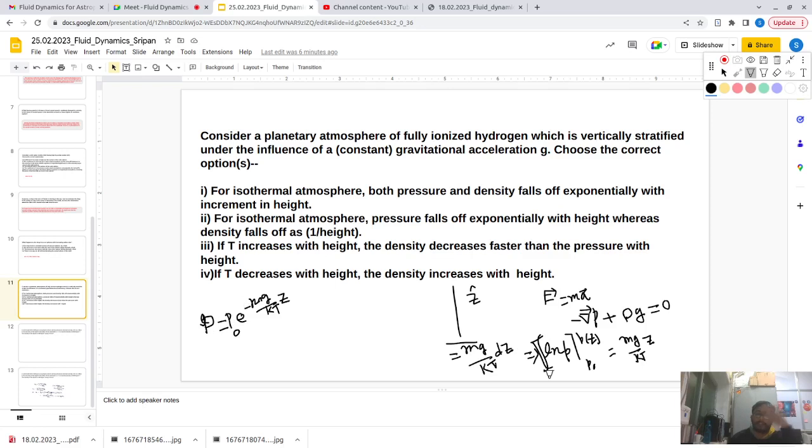If you just change it to ln p, then you will get p equals p naught exponential minus mg by kT z. So from here, every time we are talking about the gravitational scale height, this is how the gravitational scale height appears. You can just change this z by h. This h is basically kT by mg.